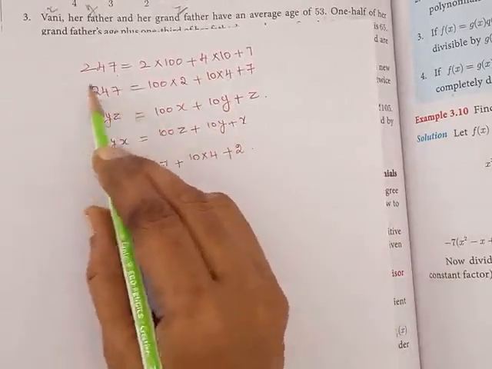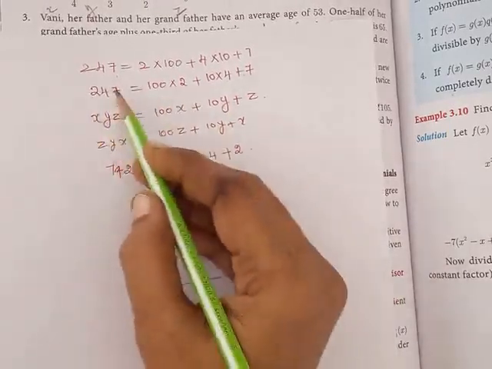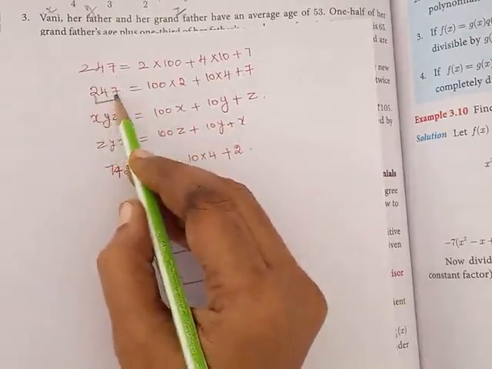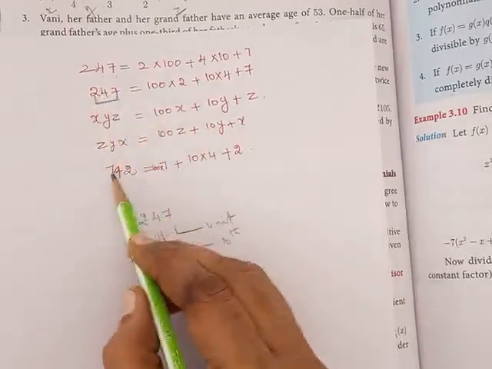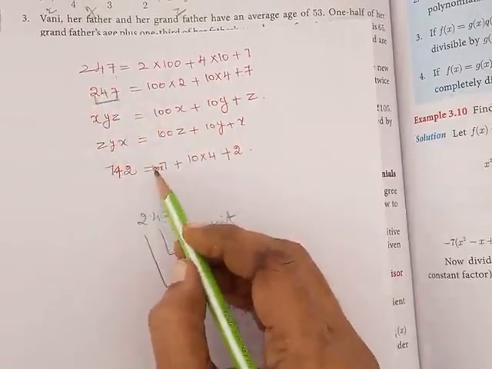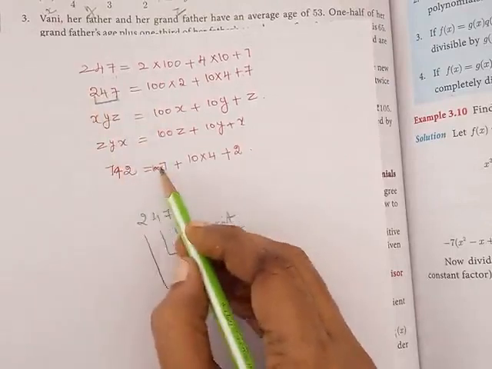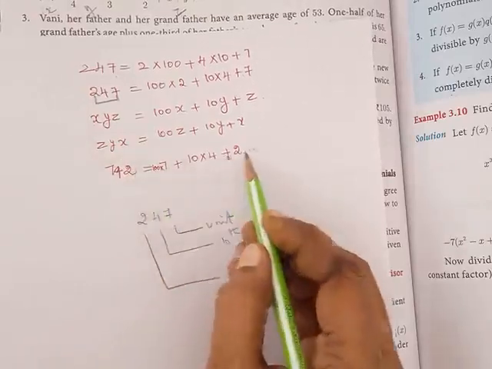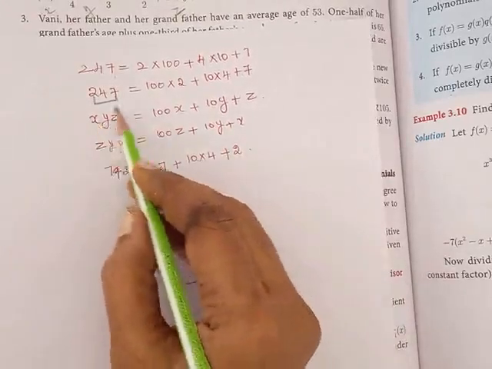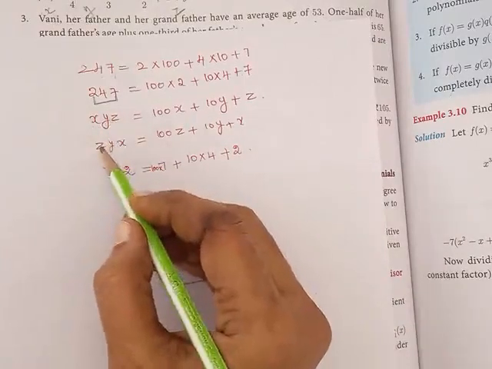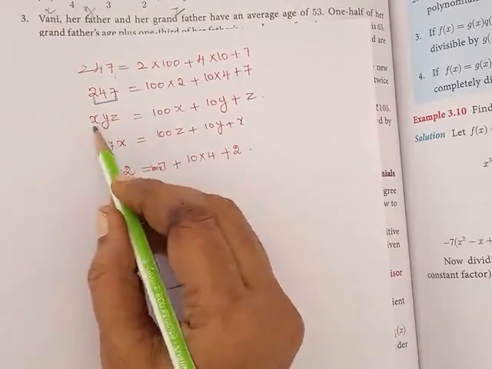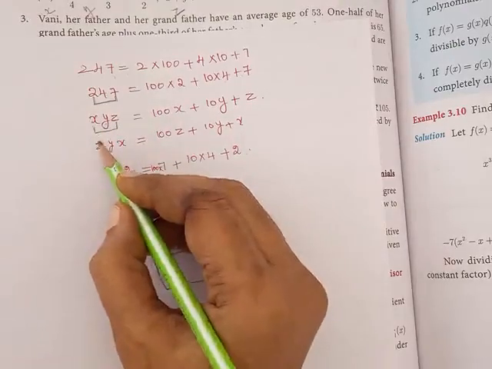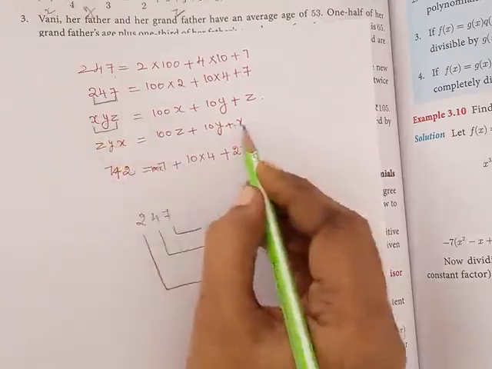Now the reverse number. We want to talk about 247. The reverse number of 247 is, we interchange the first and the third digit, that's all. So you will get 742. So you will get 100 into 7 because 700, plus 40, so 10 into 4, plus 2. So similarly for XYZ, the reversed 3-digit number is ZYX, that is 100Z plus 10Y plus X.